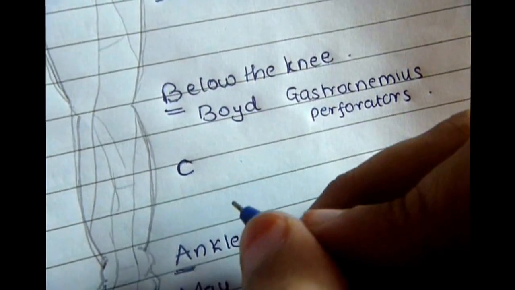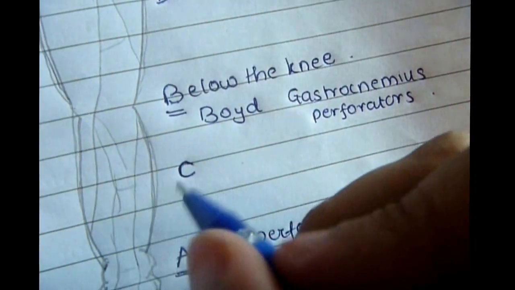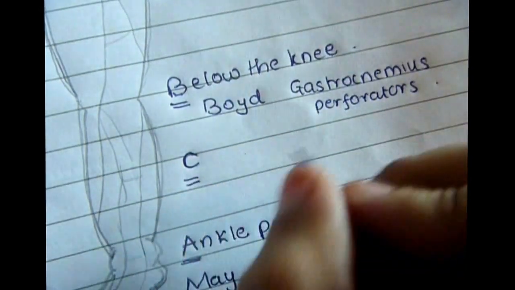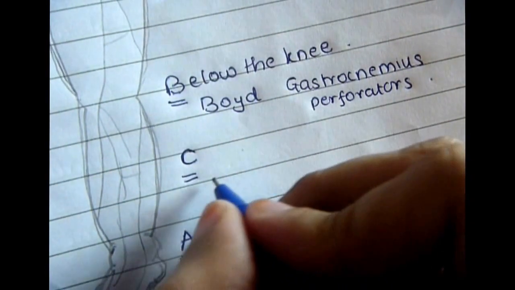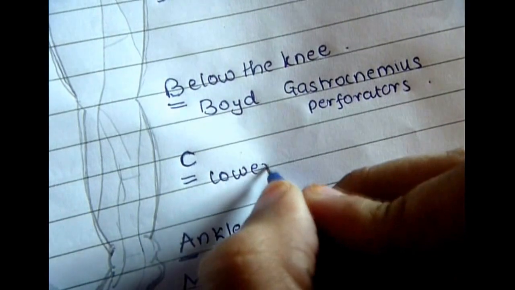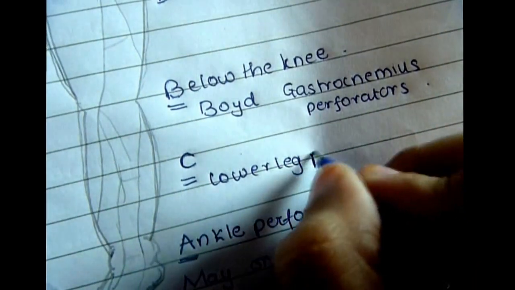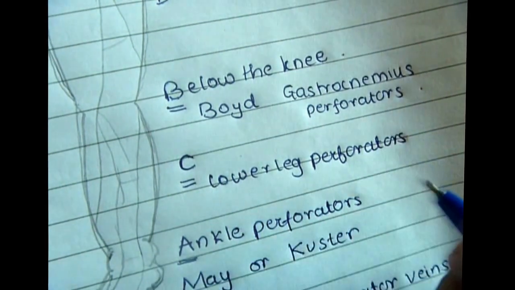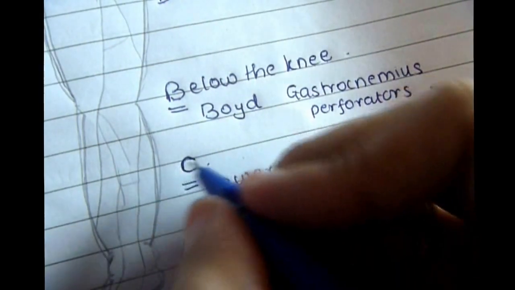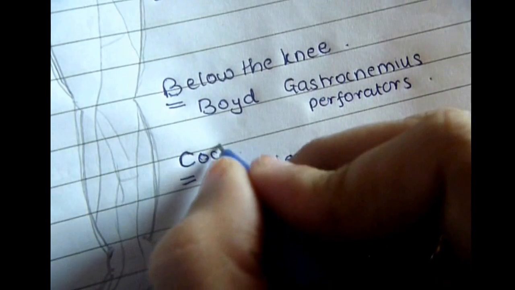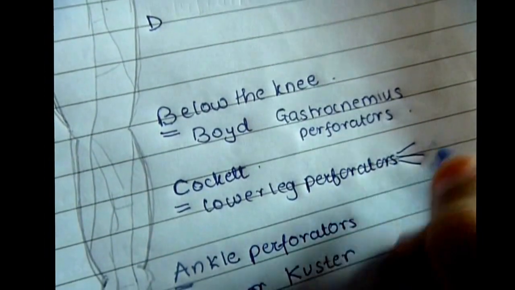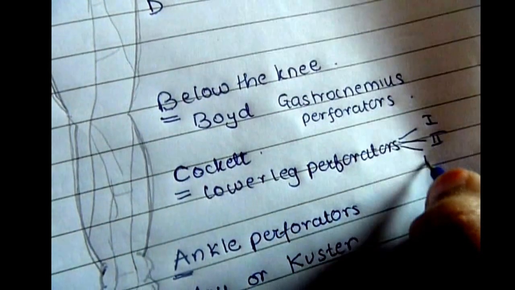Then we come to C, which was in the calf, and it's easy to remember, right? It's calf and C, and these are actually known as the lower leg perforators. And the name is the lower leg perforators of Cockett because of the C, and they are divided into three types actually.